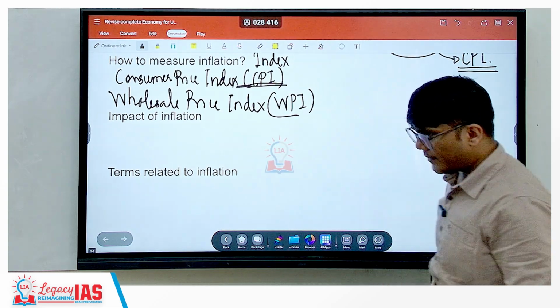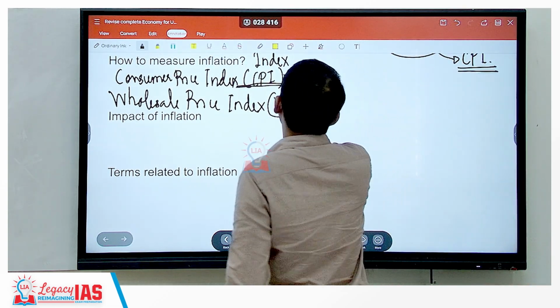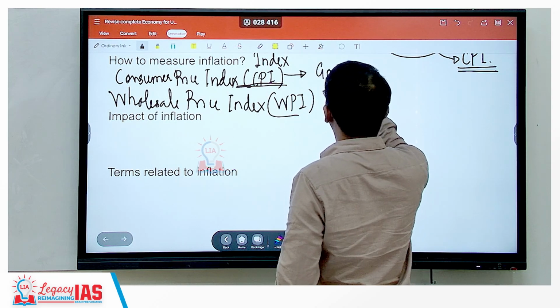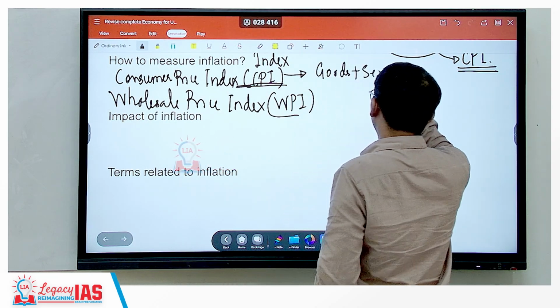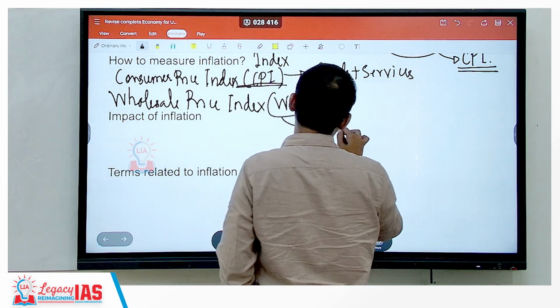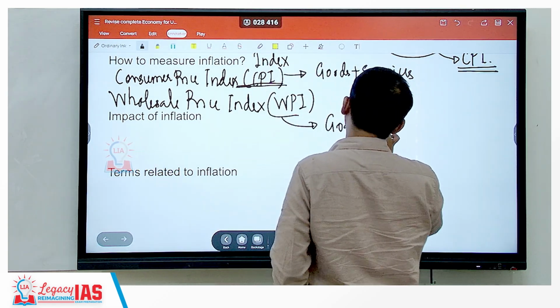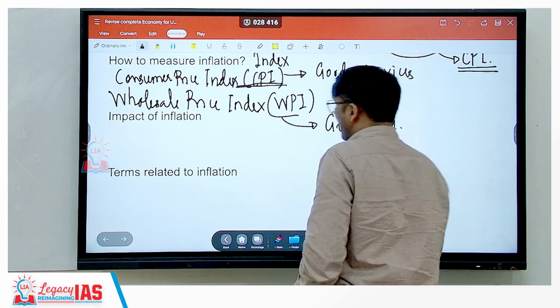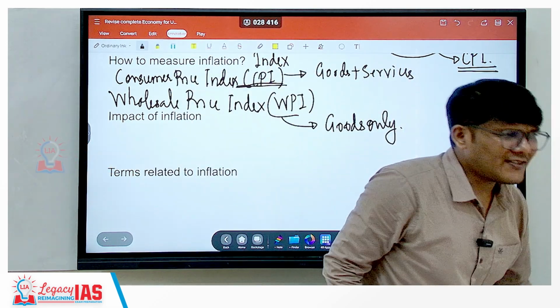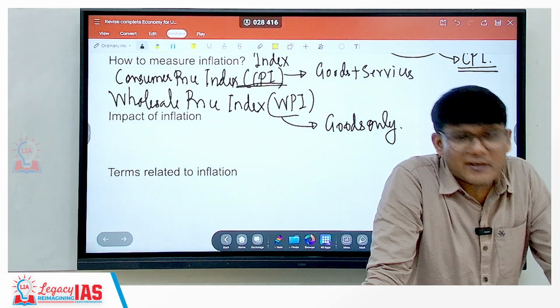Okay. Now remember a few important things here. Consumer price index consists of goods plus services, whereas wholesale price index consists of goods only and not services. Now why is that the case? That is the case because services cannot generally be given wholesale.